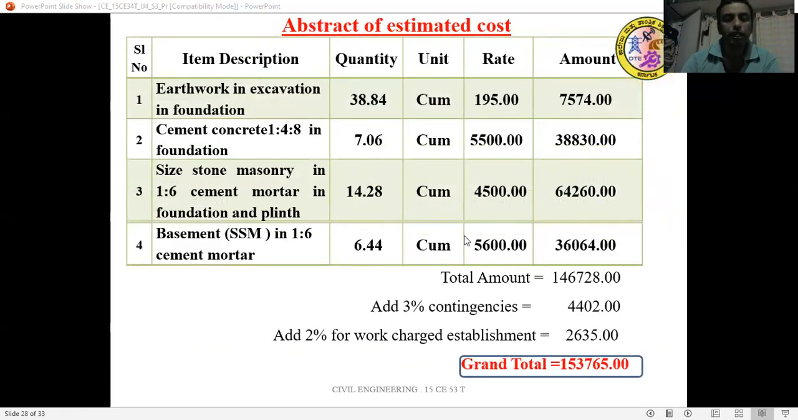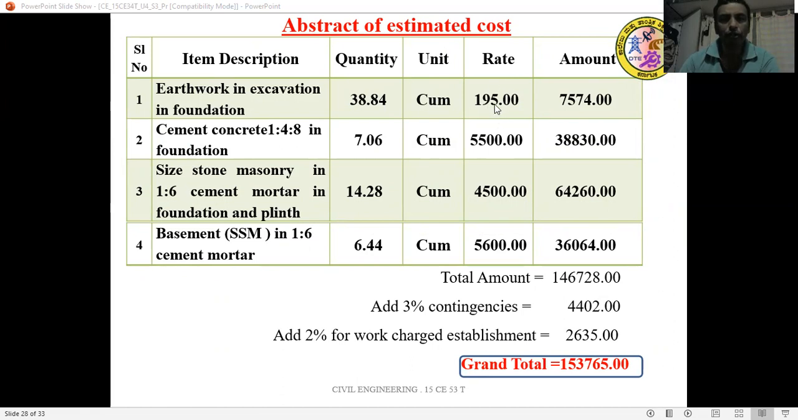After finding out all the quantities of each item of work, you have to calculate the cost, the abstract of estimated cost. This will show how much cost is required for completion of all the items of work. This is the tabular column: serial number, item description, quantity, unit, rate, and amount. Serial number one is earthwork excavation in foundation. The quantity already calculated previously is directly pasted here. The unit of the particular item is cubic meter.